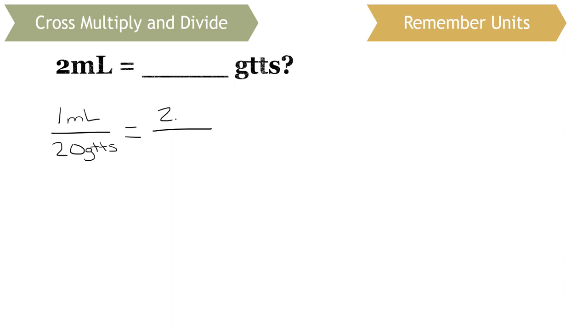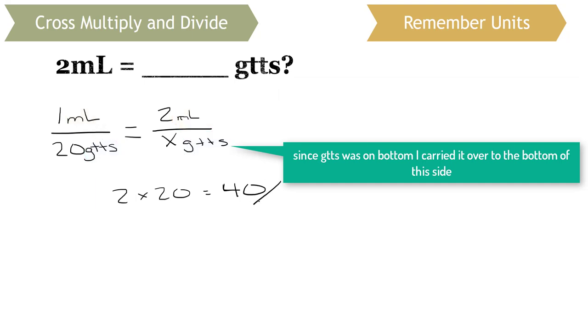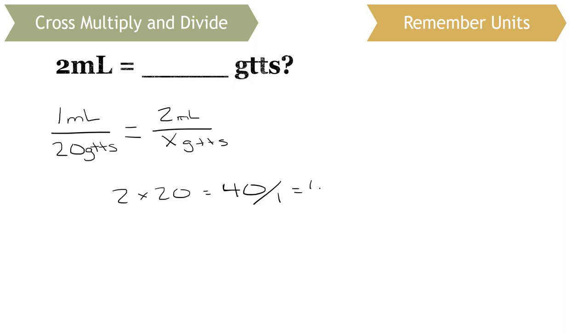So if you have 2 milliliters, how many drops would that be? You're then going to cross multiply 2 times 20. That'll give you 40. And you divide by 1. So cross multiply and then divide. So our answer is 40 drops.